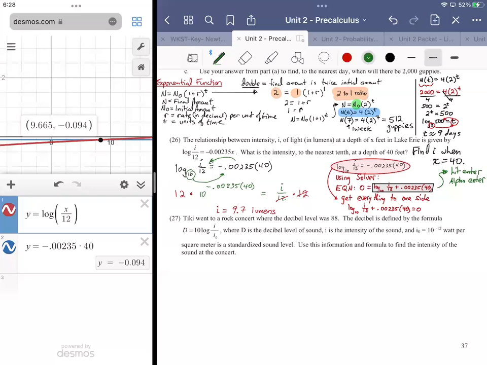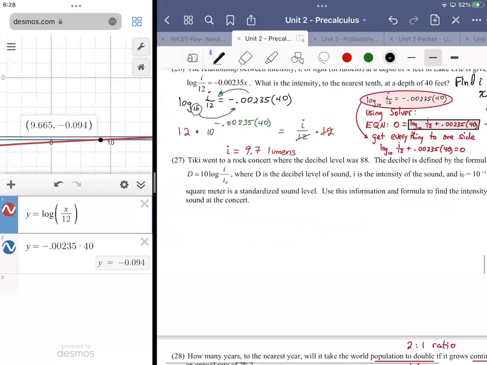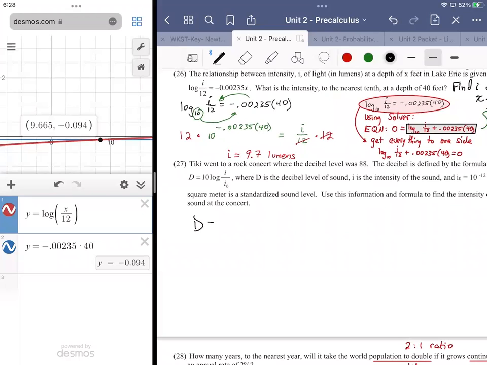All right, so Tiki went to a rock concert where the decibel level was 88. Decibel is defined by the formula you see there, where D is the decibel level of sound, I is the intensity of the sound, and I sub 0 is 10 to the negative 12 watts per square meter, and that's a standardized sound level. It's the threshold of human hearing. So they basically told us to put in a 10 to the negative 12 for the I sub 0.